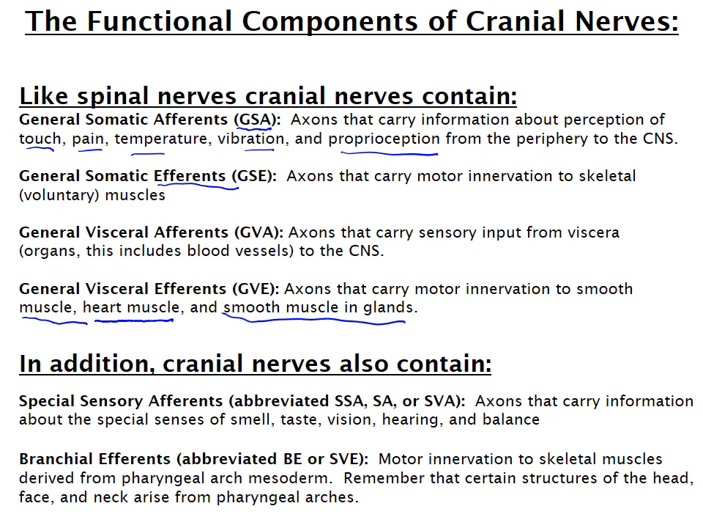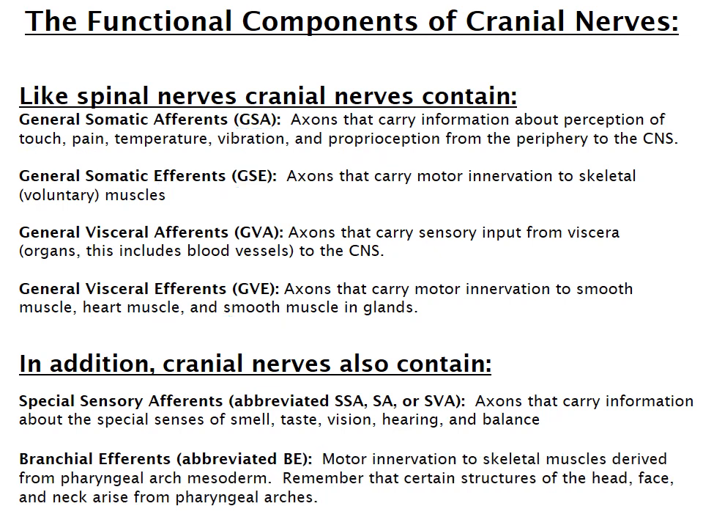Cranial nerves also carry information from the special senses, such as vision, hearing, balance, and taste. In the case of muscles and the nerves that serve those muscles that are derived from the branchial arches embryologically, then we classify these nerves as branchial efferents.